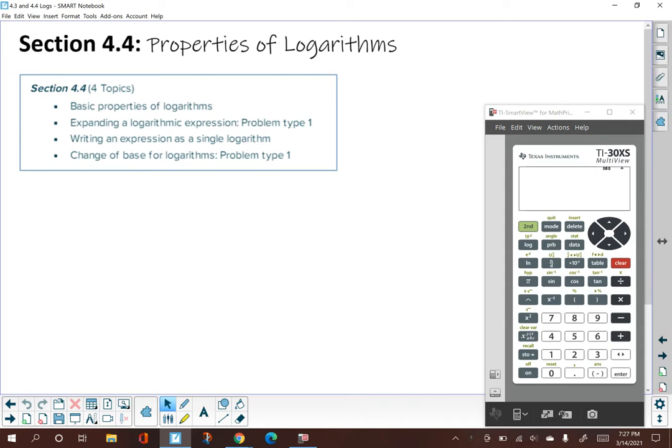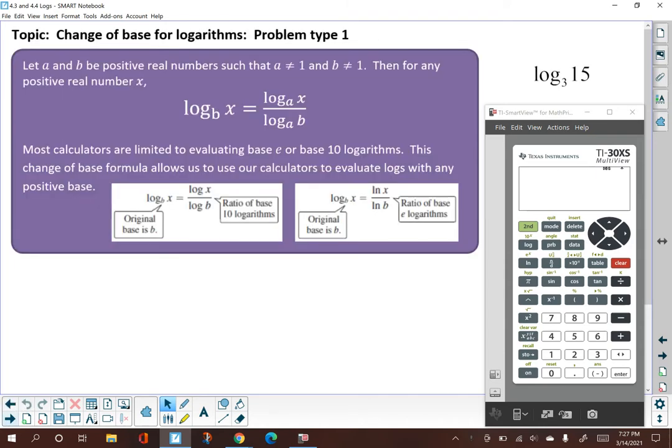There's 4 topics in this section. The first topic is change of base for logarithms.